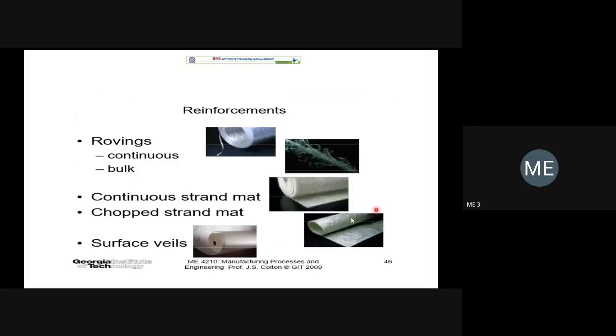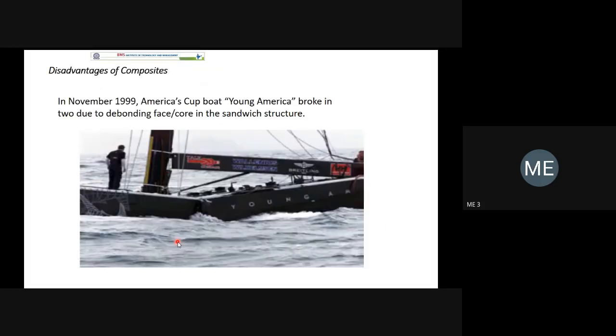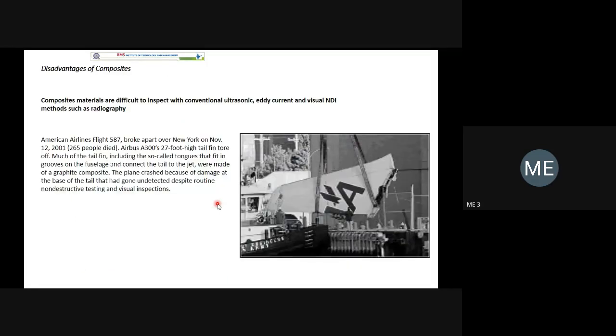The reinforced material in the case of polymer material, it may be thread, it may be 2D thread arrangement like a cloth, continuous strand mat. It may be the 2D mat or chopped strand mat, or it may be surface threads. So, disadvantage of composite: the composite material sometimes fails, and predicting the composite material failing will be difficult. Even in aircraft, some portion of the aircraft may break because predicting will be difficult.